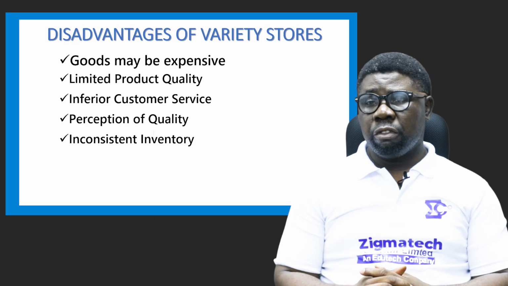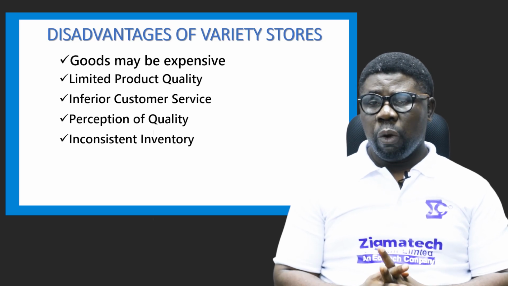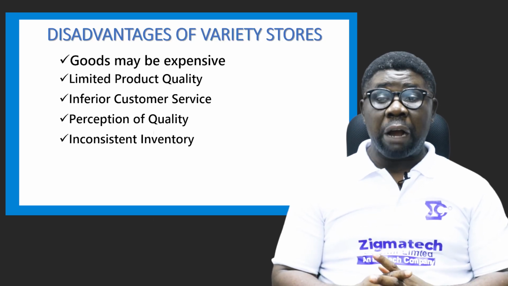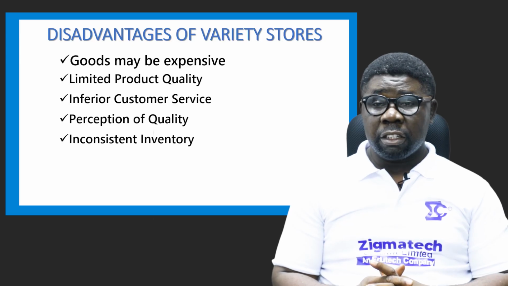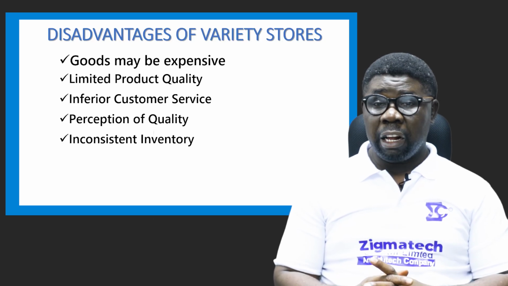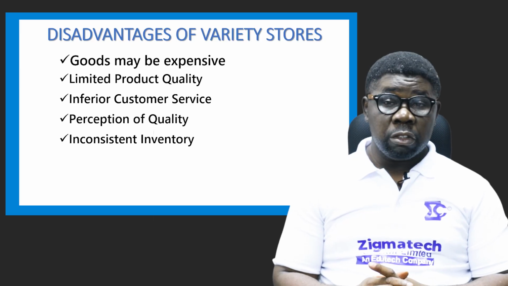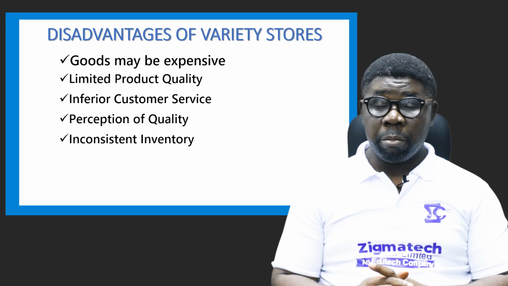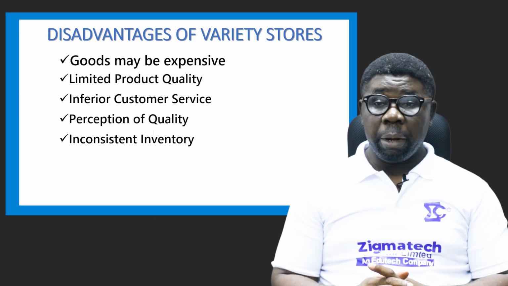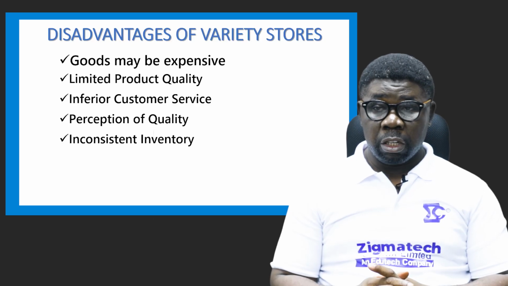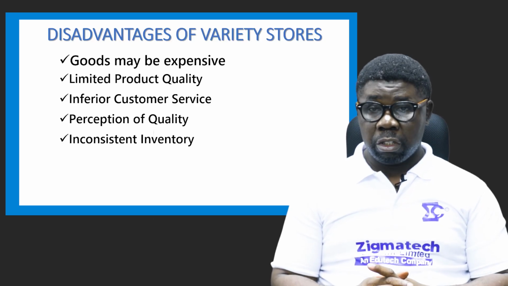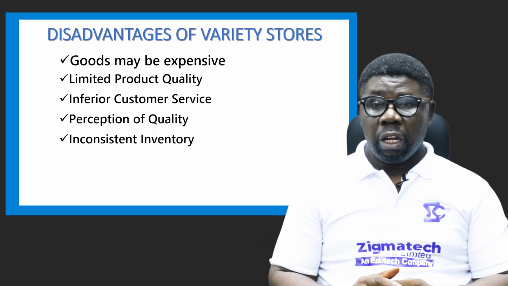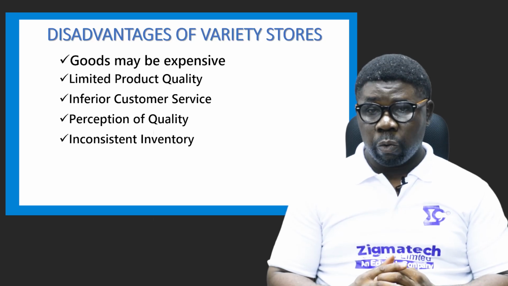Then, disadvantages of variety stores. Goods may be expensive, in quotes, when they find out that no one else can sell what they are selling and you can't get it in many places, so they may decide to sell it expensive. In that case, they become a monopoly, they can influence the price and maybe the quantity as well. So for that particular good, it can become a monopolistic price determinant. So goods may be expensive.